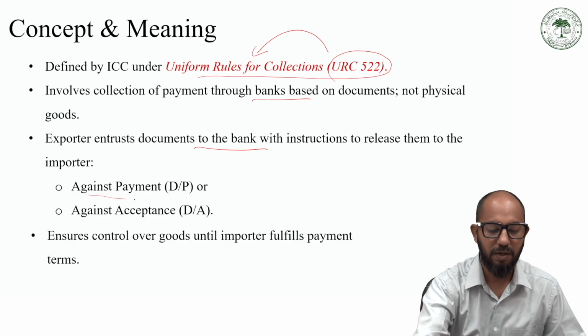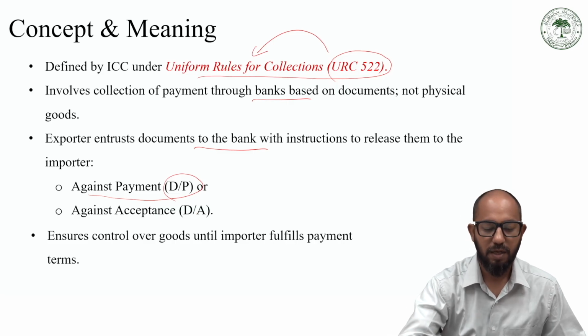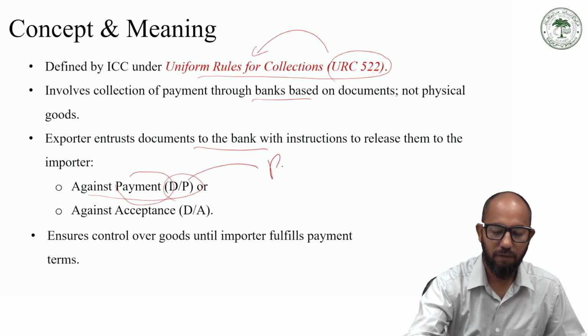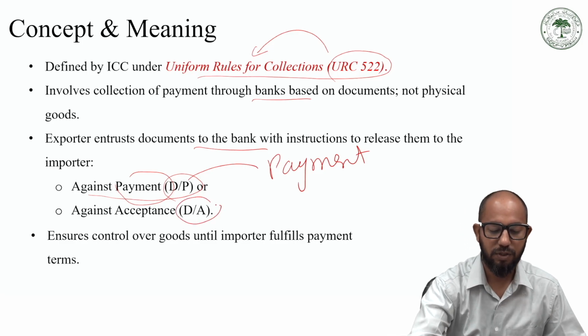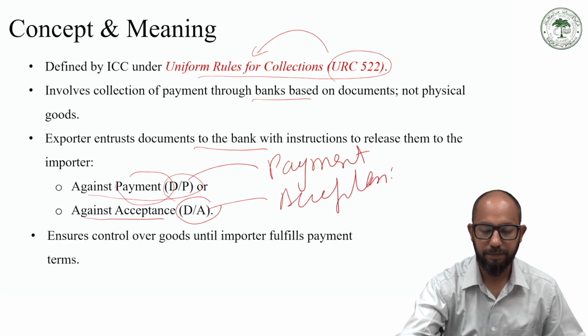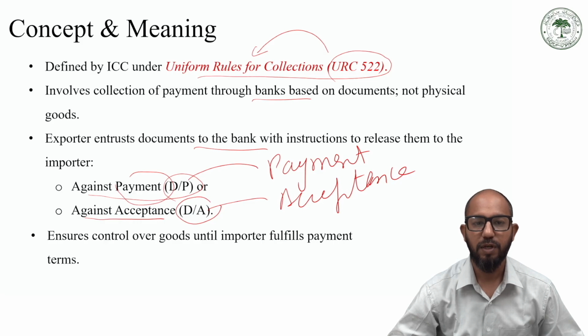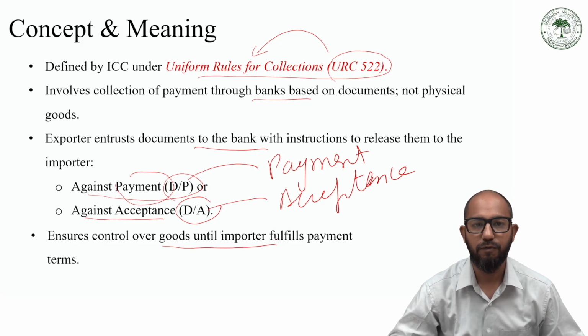One is against payment, which is in short known as DP. Therefore, I recommend you note down DP is documents against payment because here P stands for payment. Similarly, the other mode is DA, which stands for documents against acceptance, where A stands for acceptance. The following of URC ensures control over goods until the importer fulfills the payment terms. The payment terms, which are already decided in the export contract, should be met according to the obligations.